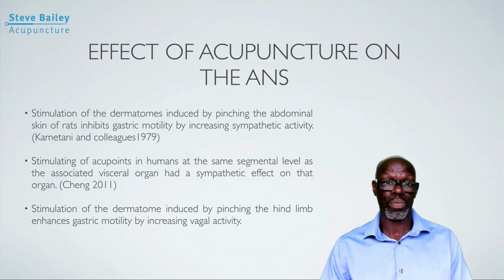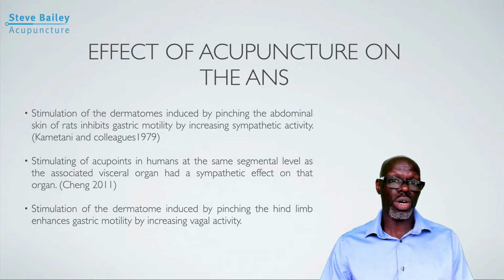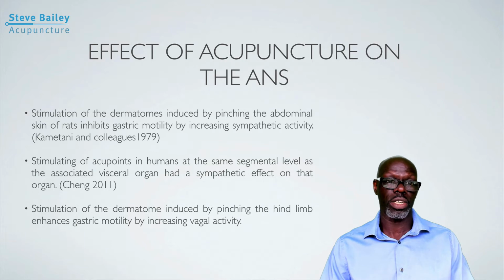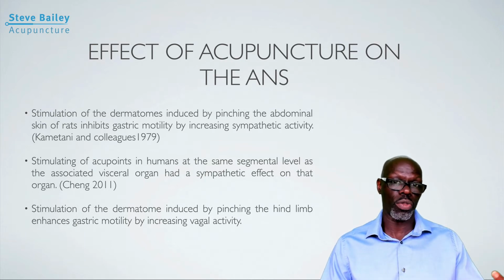For example, if I want to calm the heart and reduce my heart rate, then what I'm going to need to do is have a parasympathetic effect. So therefore, I would need to choose points in the periphery on the hand, pericardium 6, heart 7. That will have a parasympathetic effect on my heart, or the patient's heart if I'm treating a patient, and it'll bring my heart rate down.